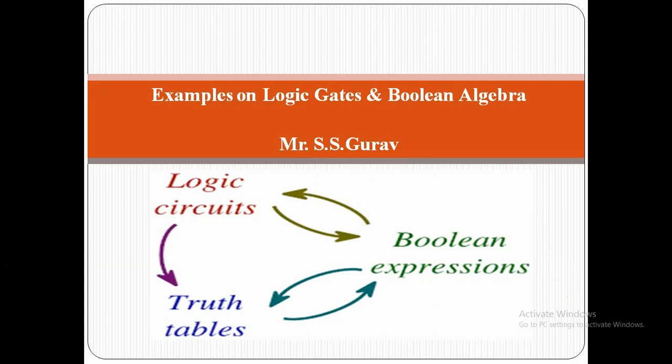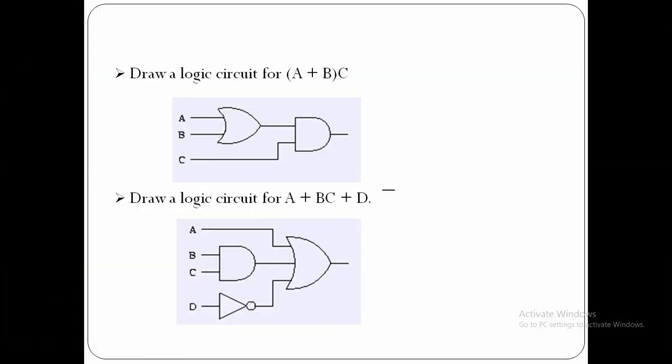I'll take one example here. Given a logic expression, (a + b) c, that is, a OR b, AND c, you have to draw the diagram. Here we draw a OR b, and c is one more connection. The output of that OR gate is given to the AND gate, and this is the basic diagram.